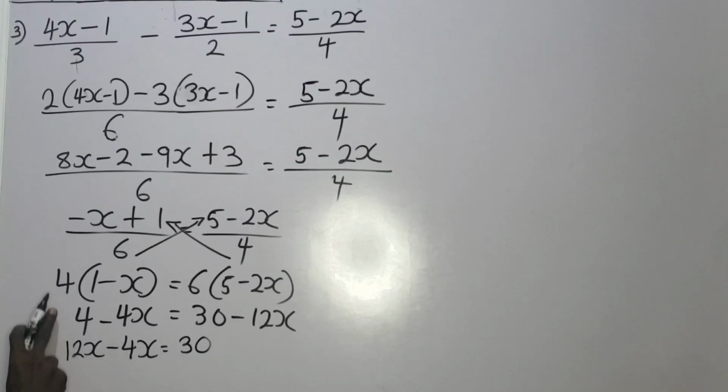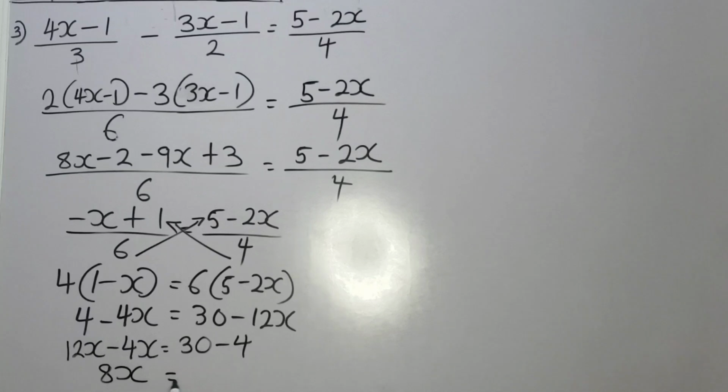If this 4 crosses the equals to sign, the sign is going to change to negative. So I'm going to have negative 4. Now 12x minus 4x, that will give us 8x. Okay, 8x is equals to 30 minus 4, that is 26.